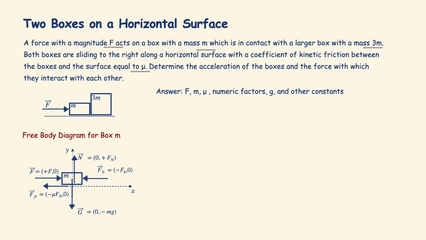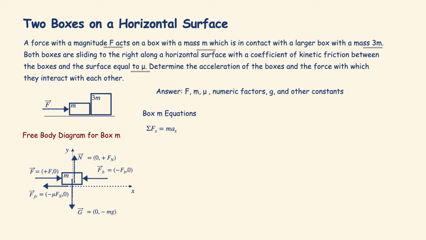And finally, I will have the components of the force that stands for the interaction between the two boxes, and I will mark those components as minus FB and 0. It is minus because the interaction here appears to be a push to the left for the small box m. We'll see that the interaction will appear as a push to the right for the bigger box on the second diagram.